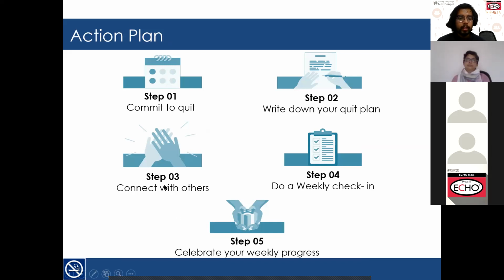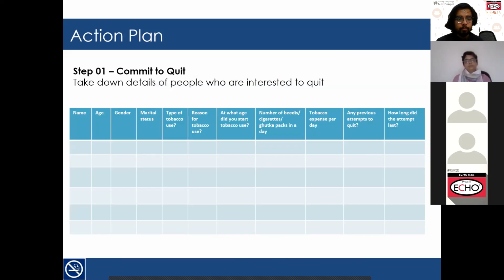Step 3 is to connect the workers to other workers who are willing to quit. And then it becomes our responsibility to do a weekly check. Whenever there's progress, one needs to celebrate that progress. If they've reduced from 5 packs a week to 2 packs a week, that itself is progress, and that progress needs to be celebrated.